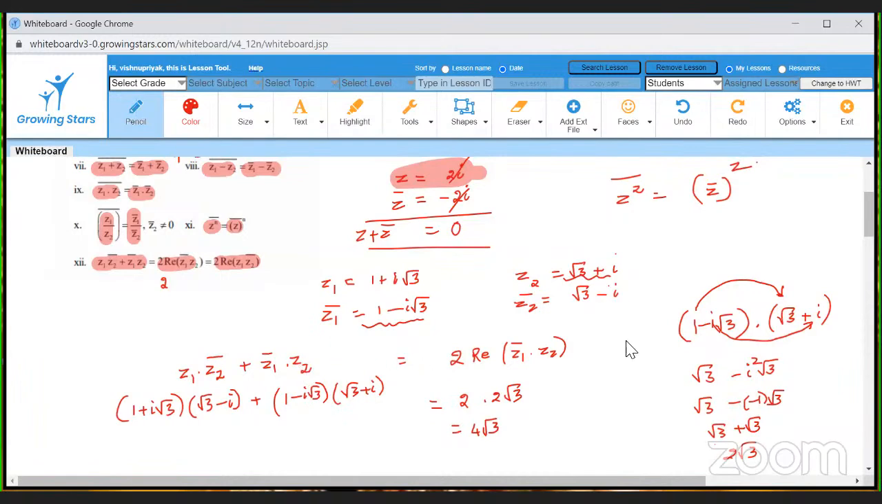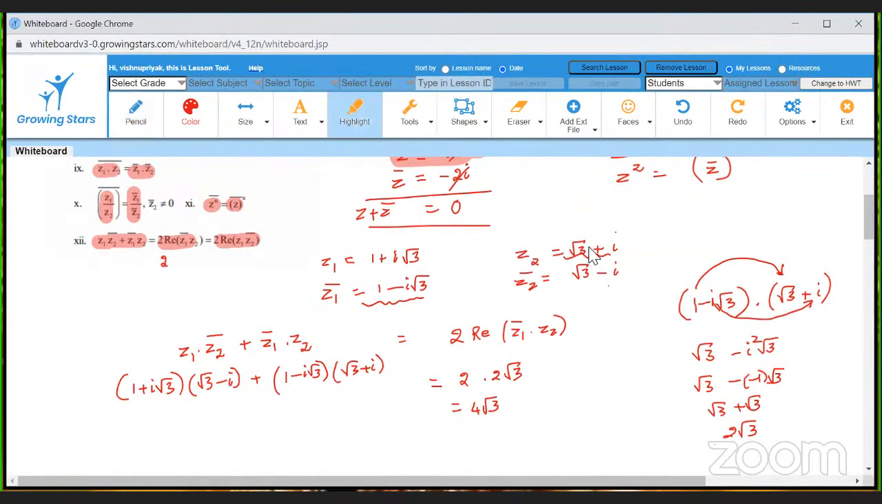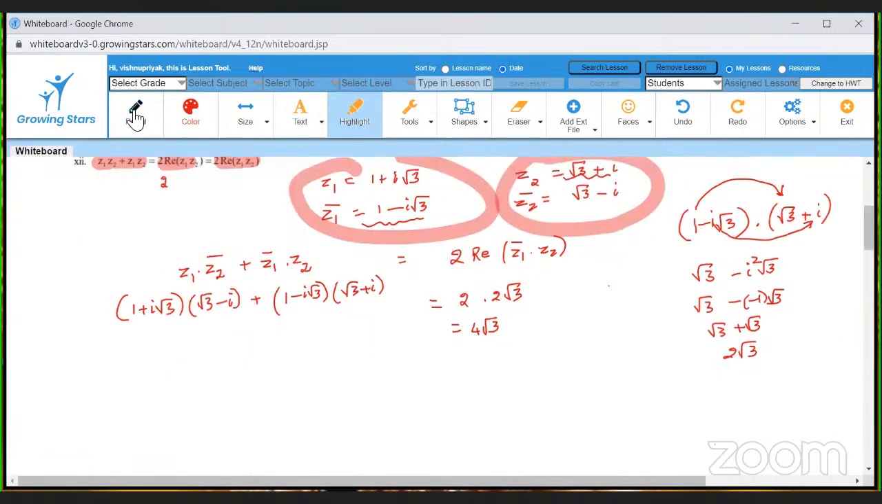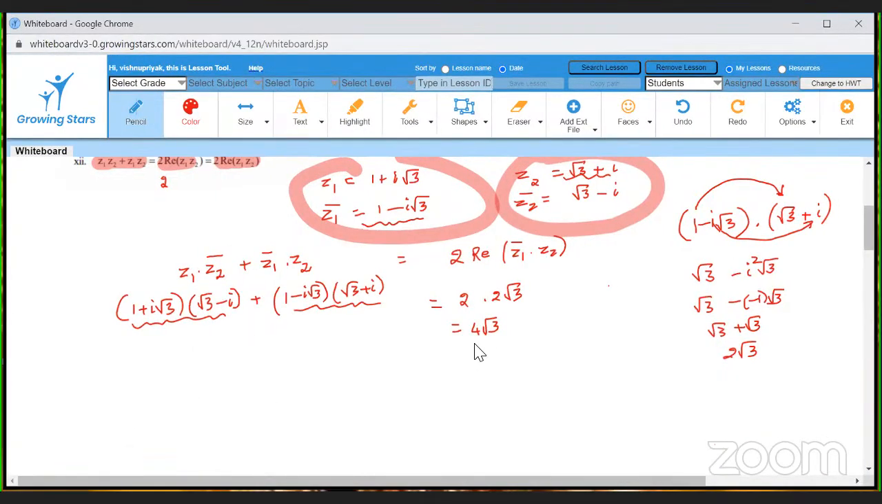If you want shortcut methods, you have to remember some formulas, and you can remember the formulas by taking some examples. For this formula, I gave you one example and using that I did it. If you want to see whether what I did is correct or wrong, you multiply this completely and see whether you will get 4 root 3 or not. Do it in a long process. Like this, multiply and see.